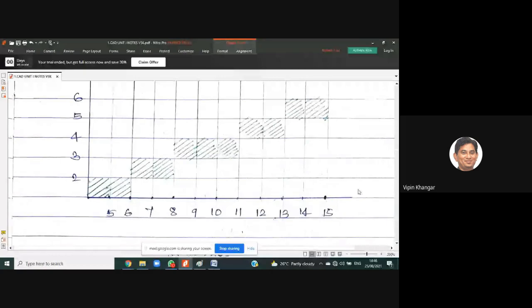The first point is 5, 2. This is 5 on the x-axis, 2 on the y-axis. So this pixel I highlighted. The second point was 6, 2 after rounding. So 6 and 2. So these are the two.